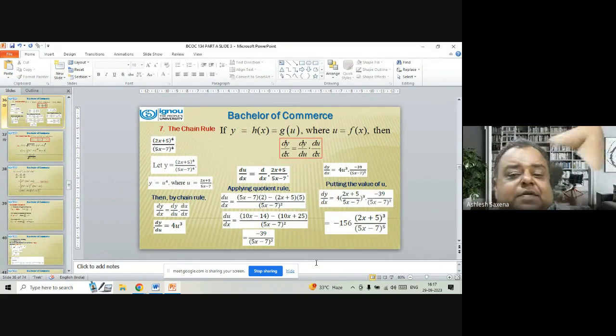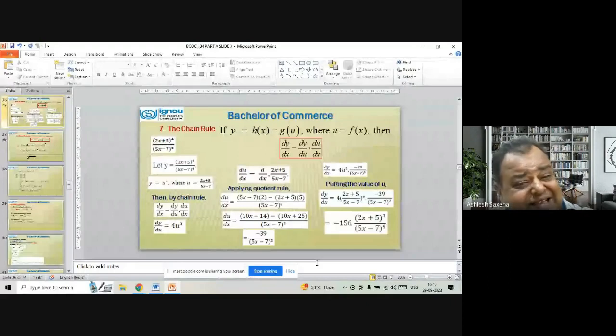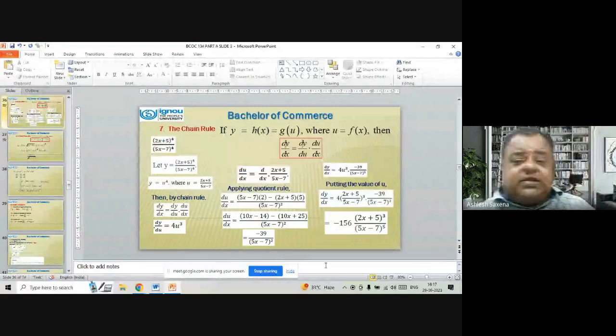Now see, comes the chain rule. There are three types of problems which have been discussed over here. Now you have to be very careful and see how this has been performed. If we have to apply chain rule in y is equal to g(u), where u is a function of f(x), then dy by dx is equal to dy by du into du by dx, which is written at the top over here. Now we take a problem.